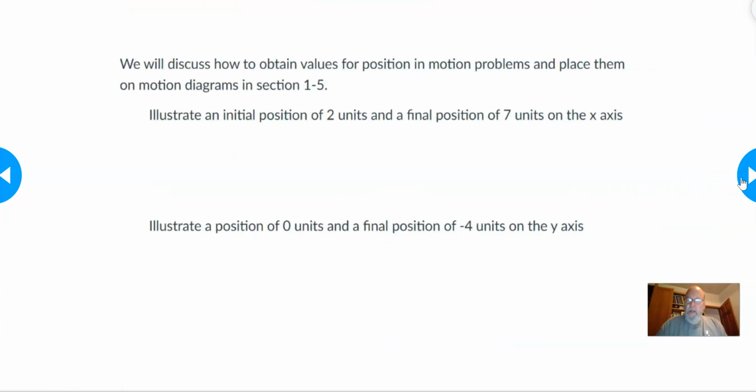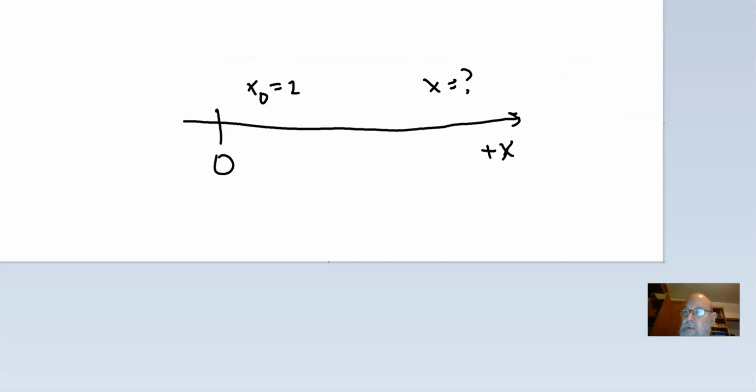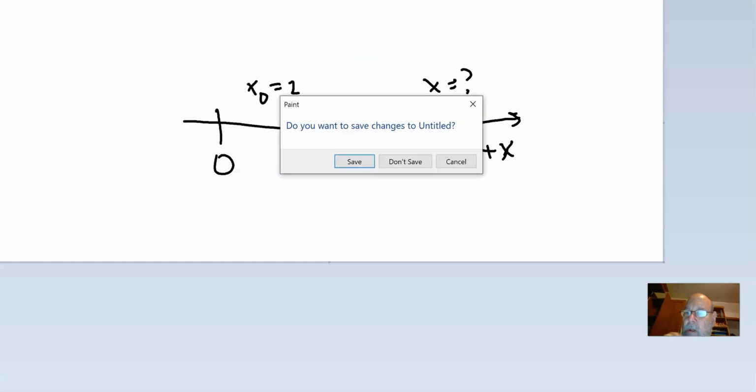Now, we'll discuss how to obtain values for position in motion problems and place them on motion diagrams in a later section. But I actually want to illustrate how we're going to do this right now, just so that you're aware of it as we begin to talk more and more about this. So I want you to write these down on your worksheet. I'm going to go to a screen here where I can draw.